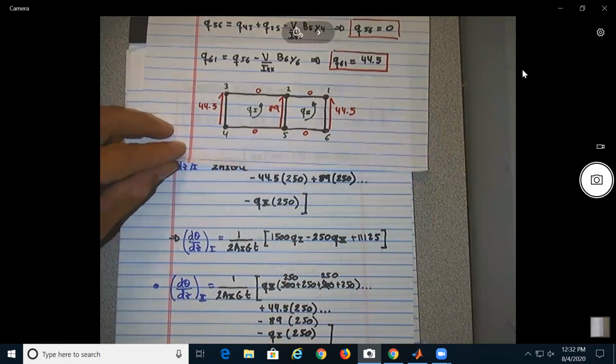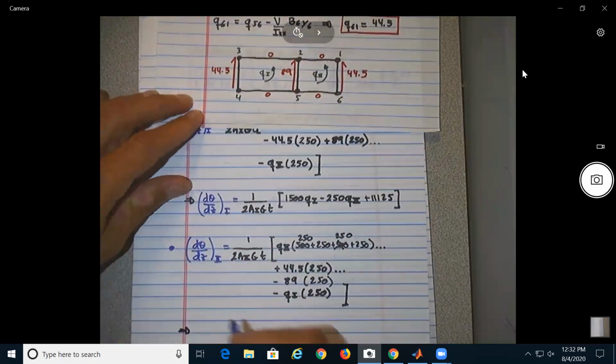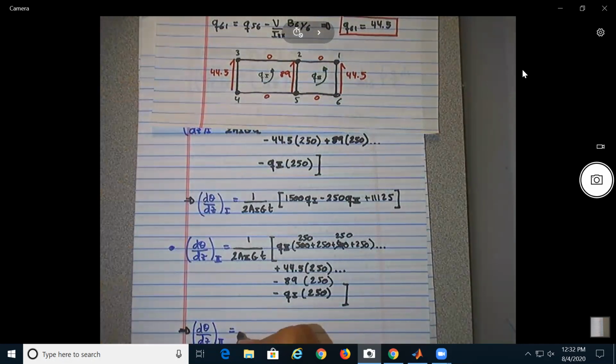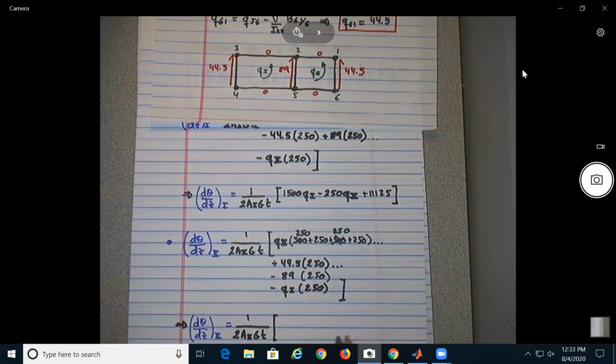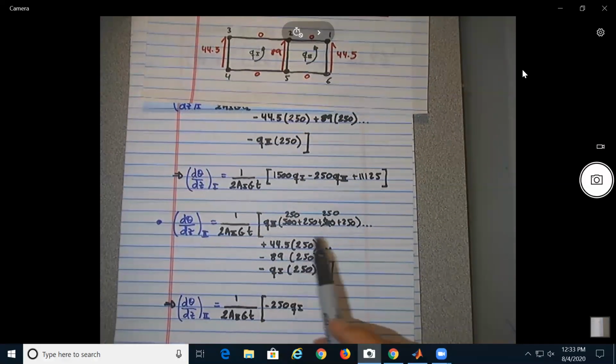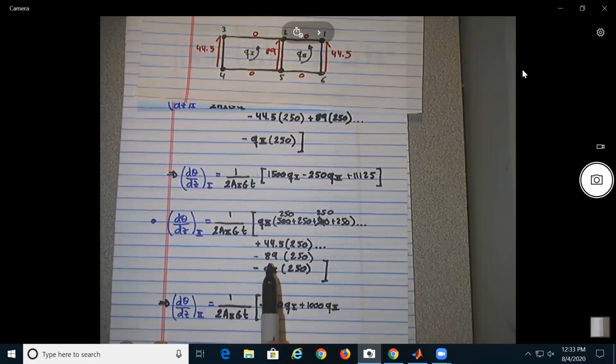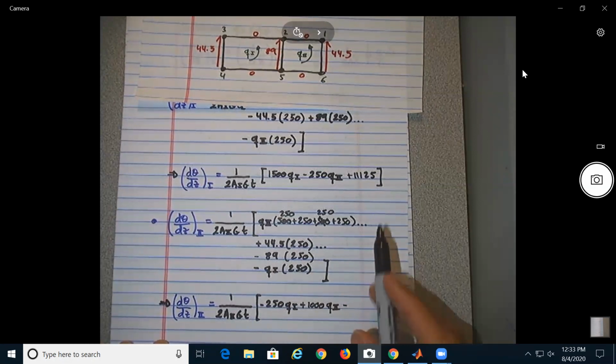All right, and this is going to give us d theta dz of 2 equal to what? 1 over 2 A2 GT times minus 250 Q1, and then this one will be plus 1000 Q2, and now this should be now the minus, I think this will be the same thing, 11,125.